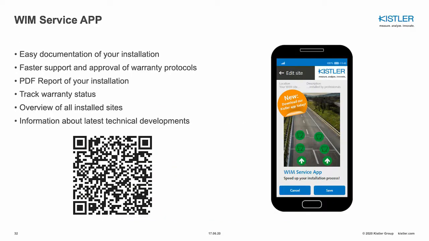In order to grant you the standard warranty of 1 year or an additional warranty extension of up to 5 years, it is mandatory to document the installation through the Kistler VIM service app. Once you have uploaded the data, a Kistler service engineer will have a look at it and approve the installation. You will be able to export a PDF report of your installation, track the warranty status of the site, or have a look at an overview of all the installed sites. Last but not least, you will be informed about latest technical developments through the app.